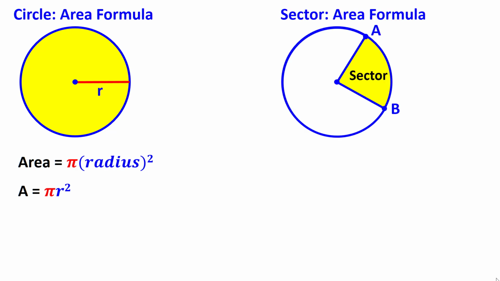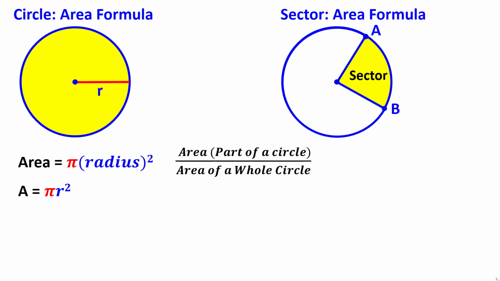Next, the area formula for a sector. The sector is only a small portion of the whole circle. So when we compare, it's going to become a ratio. We take part of a circle, which is a sector, and compare to the area of a whole circle. We take the area of a sector compared to pi r squared, which is the full circle.